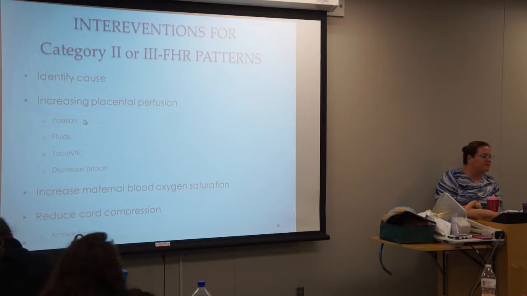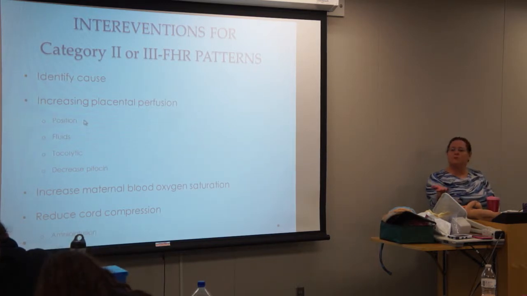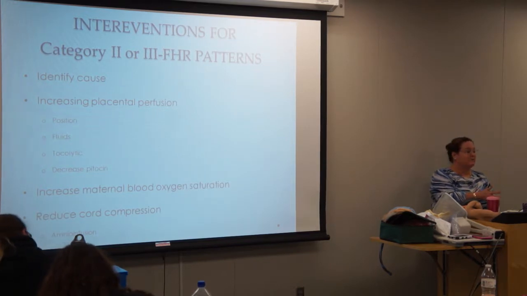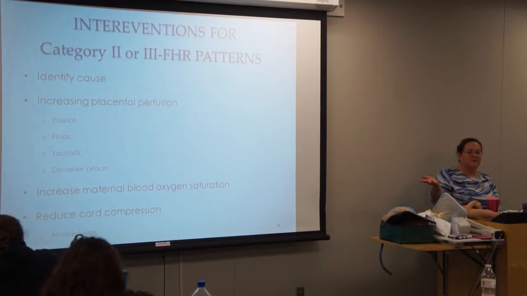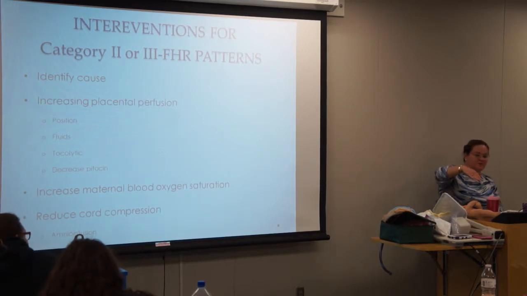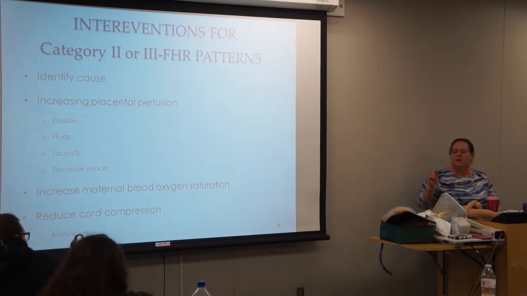We can do that by positioning. What position would we put the mom in? Left lateral. What if she's already left lateral? Let's put her on the right lateral. What if we do that and that doesn't work? Put her in the old-fashioned, well, if she's numbed up, you can put her in Trendelenburg. If she's not, you can put her in the knee-chest position, where she's down like this, tail up, right? Trendelenburg, when you do that on the bed, what's up and what's down?